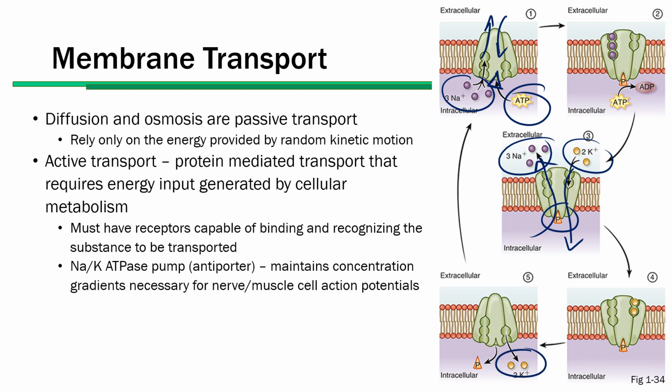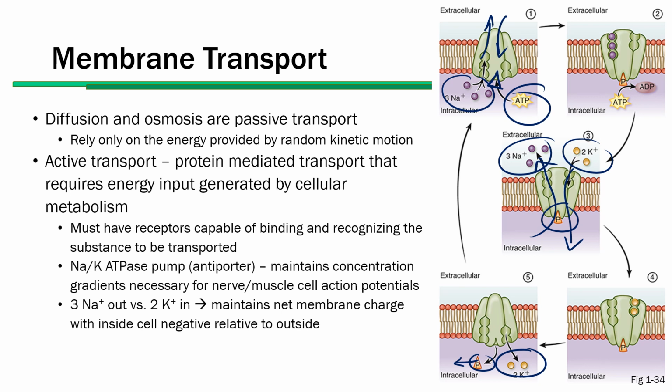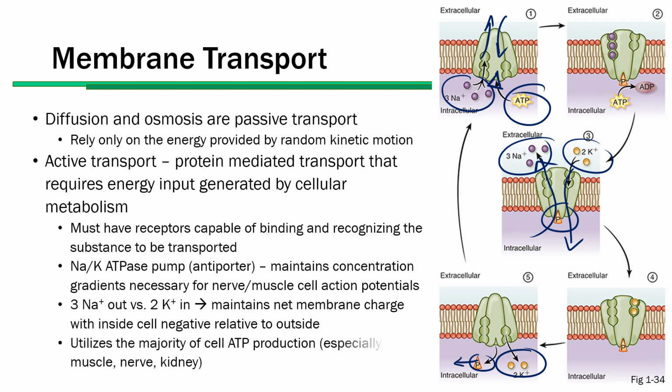Here we have potassium going in, the phosphate goes off, and it's going to need to find an electron transport chain or something to attach it back to another ADP to make ATP again. So we've used up that energy that was binding that phosphate to the ATP in order to transport our molecules. So 3 sodium out versus 2 in maintains the net membrane charge with the inside of the cell negative relative to the outside. This pump actually uses the majority of cell ATP production, especially in nerves, muscles, and the kidney.